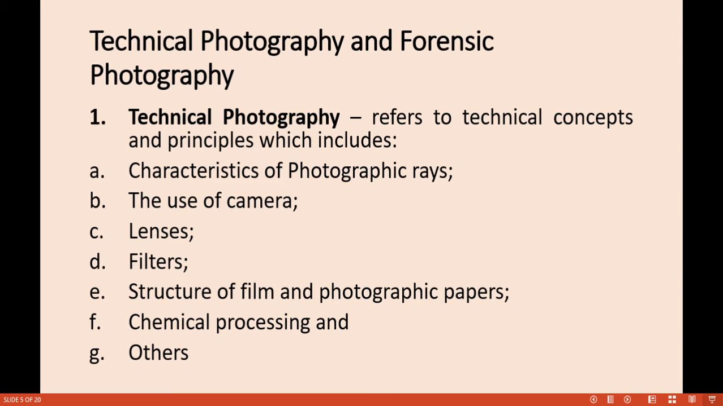Next is technical photography and forensic photography. Number one, technical photography refers to the technical concepts and principles, which include characteristics of photographic rays, the use of camera, lenses, filters, structure of film and photographic papers, chemical processings, and others.